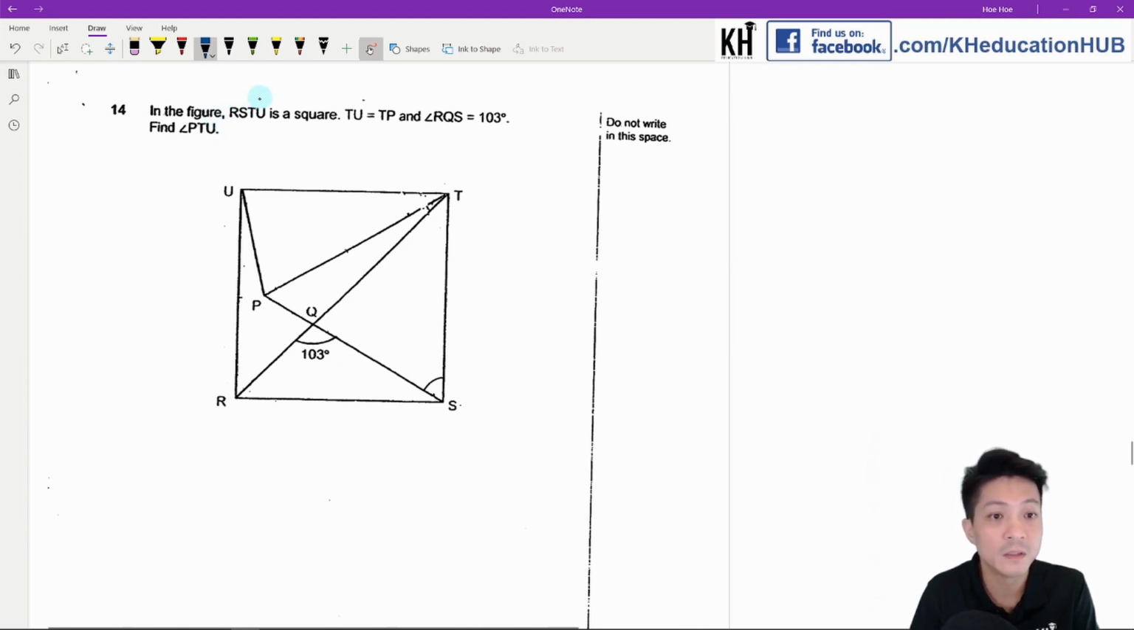Okay, question 14. In the figure, RST is a square. Okay, TU is equal to TP. So these two are the same. RQS is 103, already marked out. So I need to find what is PTU. PTU is here. Okay, that means I need to find this angle over here.